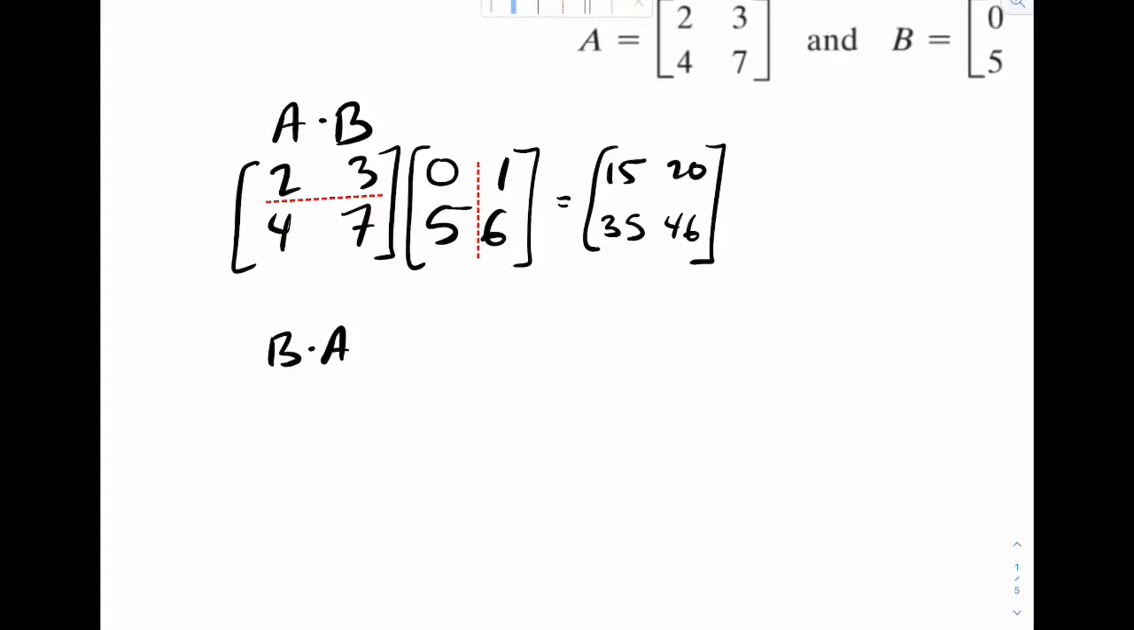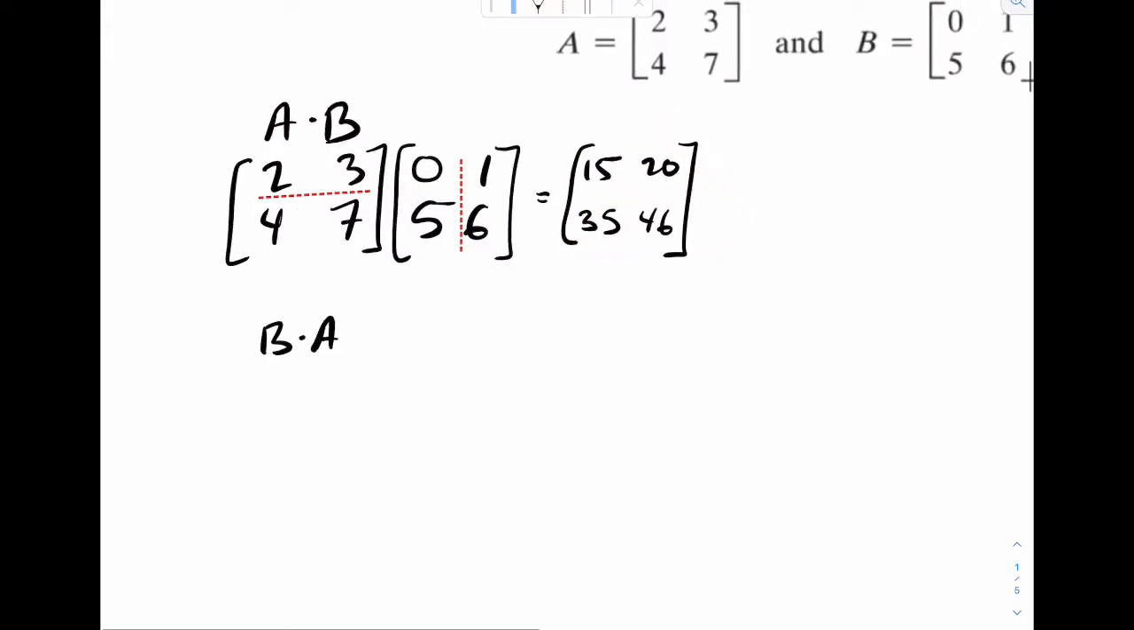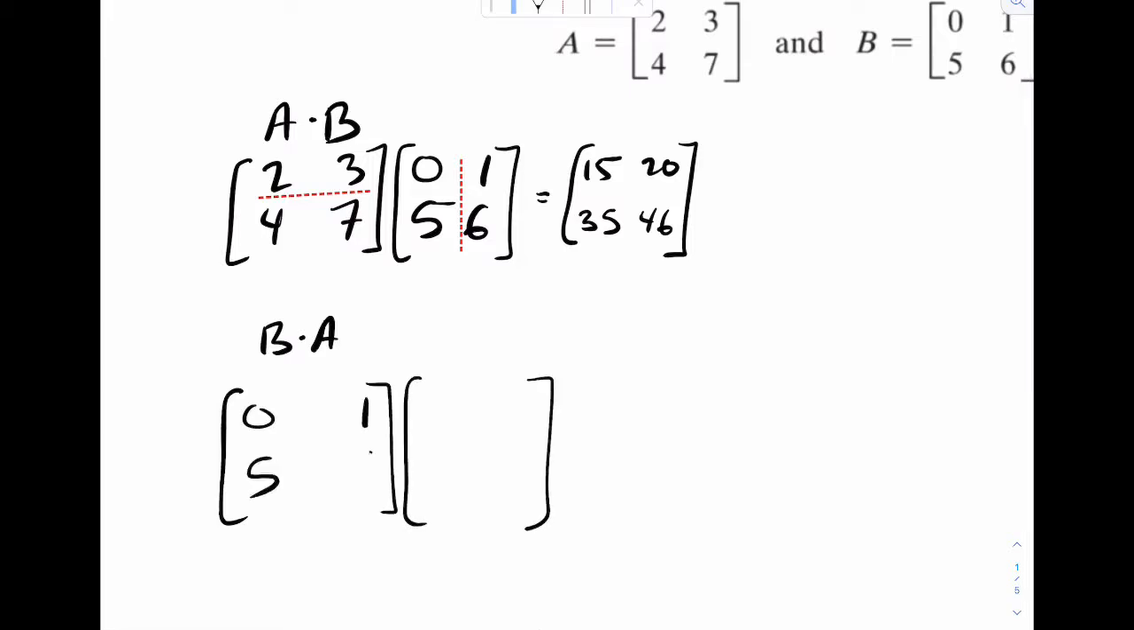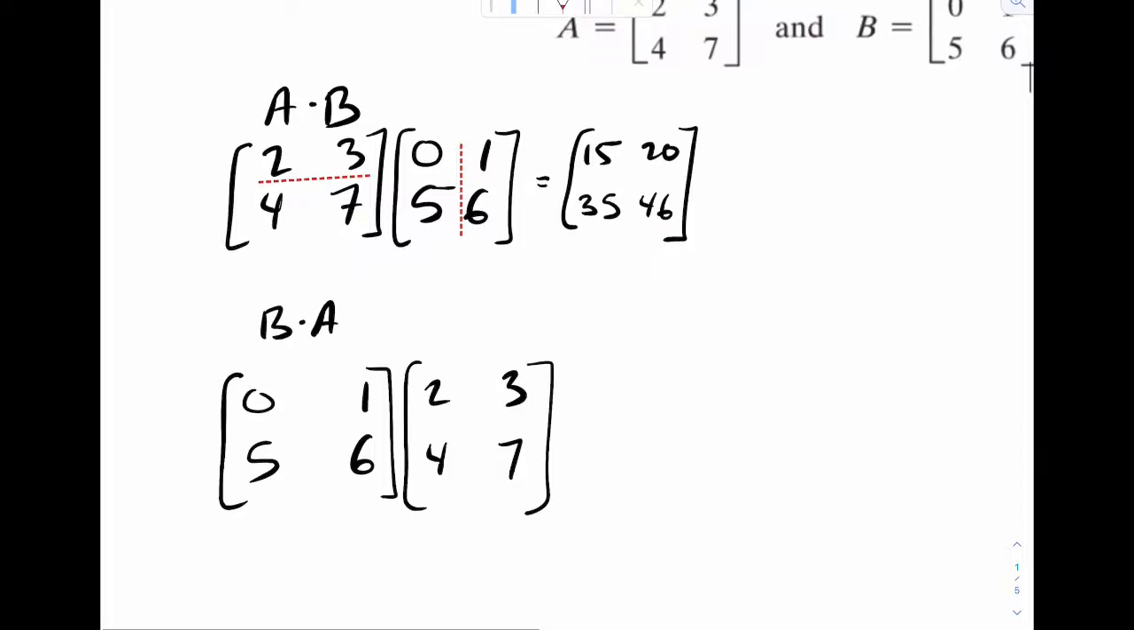Now your initial thought would be, why would you do that, right? We just did A times B. Isn't that going to be the same thing? Well, let's check. Let's see if that is actually true. 0, 1, 5, 6, 2, 3, 4, 7. Don't forget your dotted lines here.